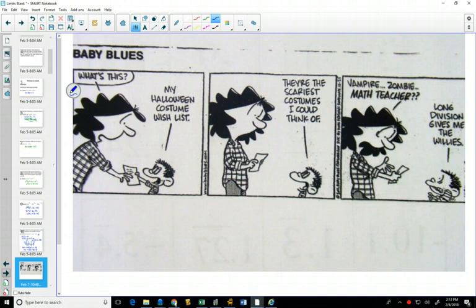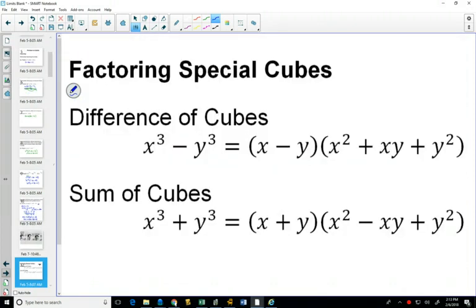Oh, I put a comic. Yeah. Wait, you're scary? Don't I look scary? Okay.